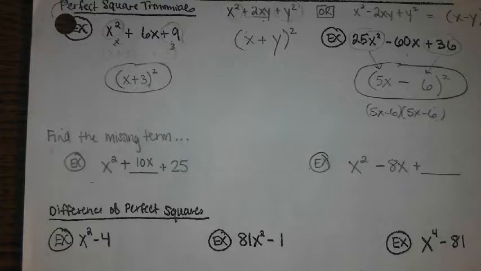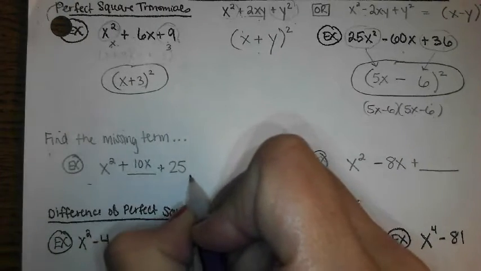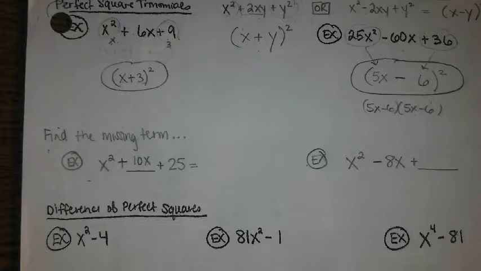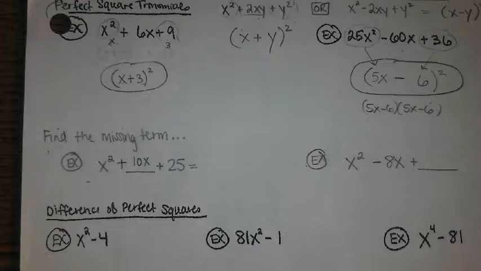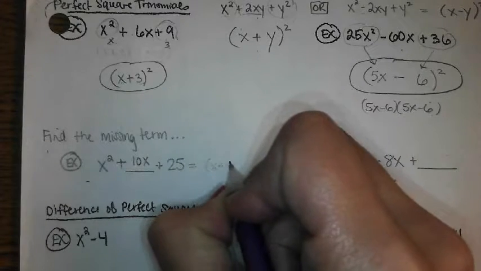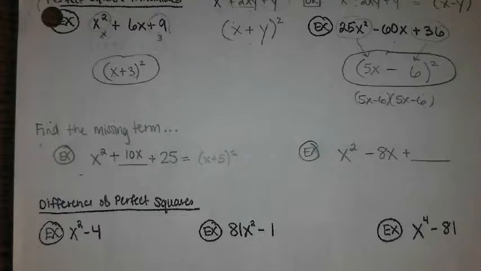But now that it is positive 10x, what does this factor into? Evan? Perfect. Good job. x plus 5 times x plus 5. And again, if you want to expand it out and FOIL it and show yourself that x times x is x squared, 5 times 5 is 25, your outer will give you 5x, your inner will give you another 5x, gives you the 10x. Okay?